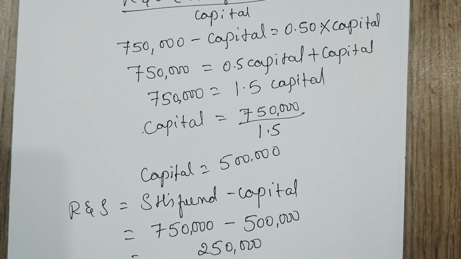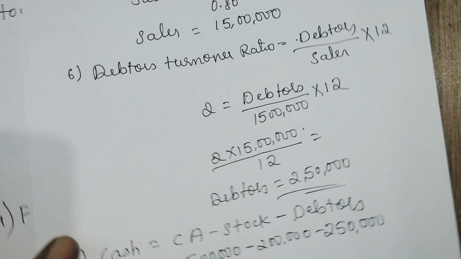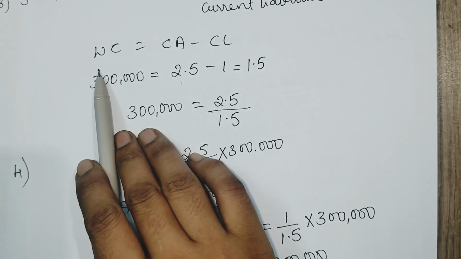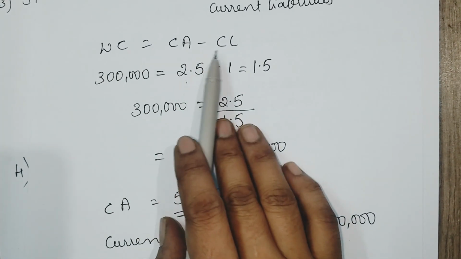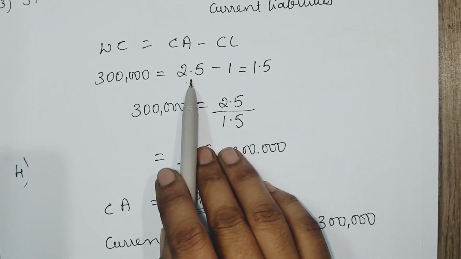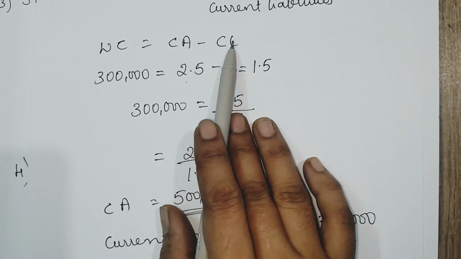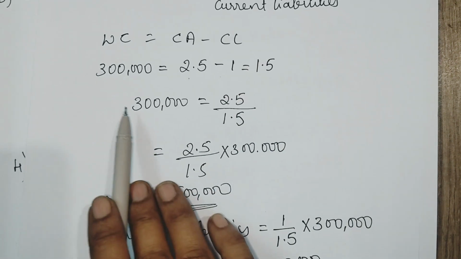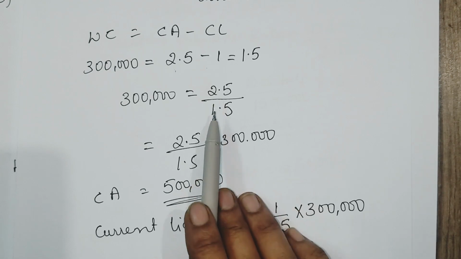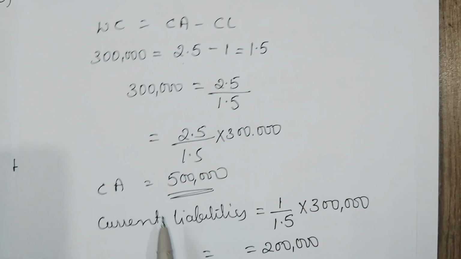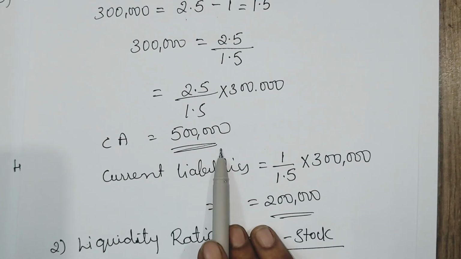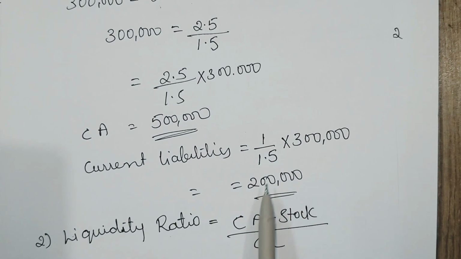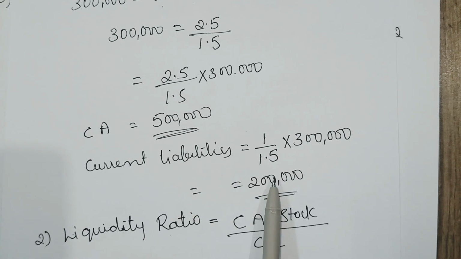That's it. I hope you all understood. First you have to calculate the current ratio. Current ratio is given and working capital is given. Working capital is equal to current asset minus current liability. The 2:1 ratio, that is 2.5 the current assets minus 1 will be current liability. Then your current liability becomes 1.5. 3 lakh is working capital. 2.5 divided by 1.5 into 3 lakh, that is total current assets, you will get 5 lakh. Current liabilities is 1 divided by 1.5 into 3 lakh. If you do, you will get 2 lakh as current liabilities.